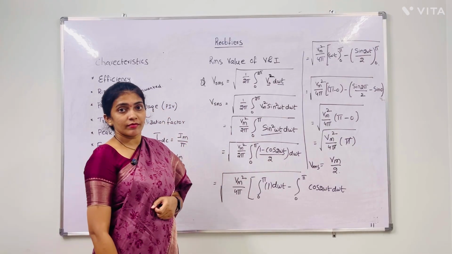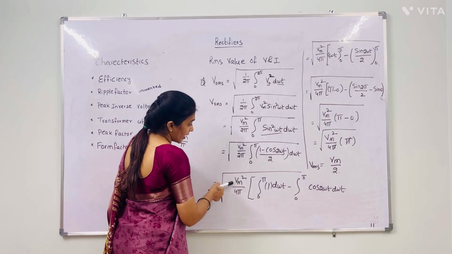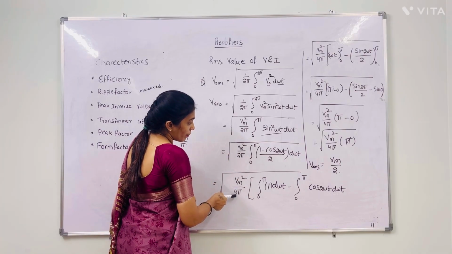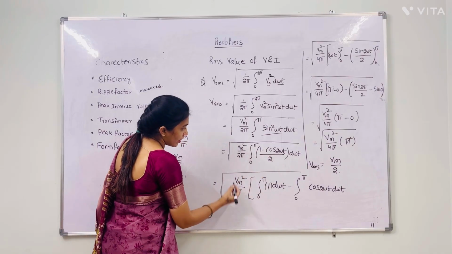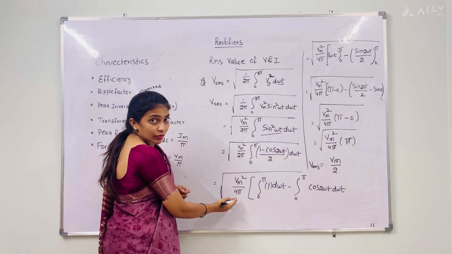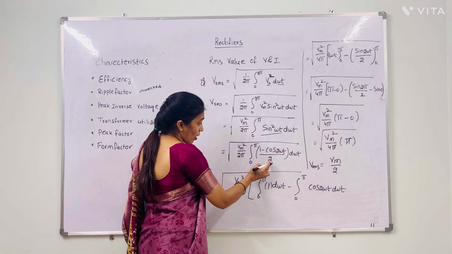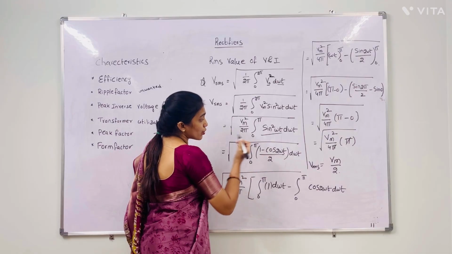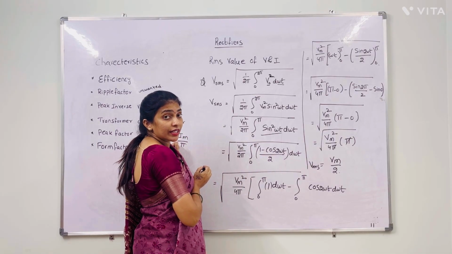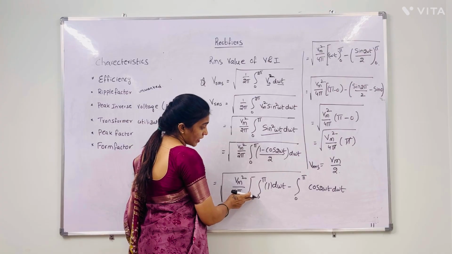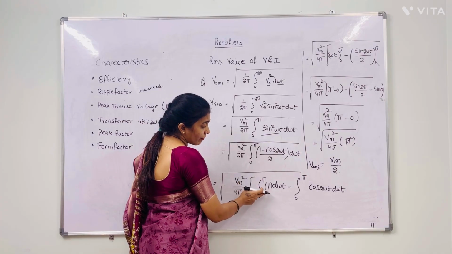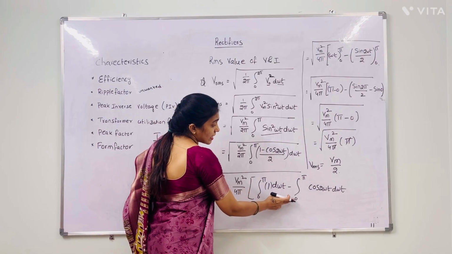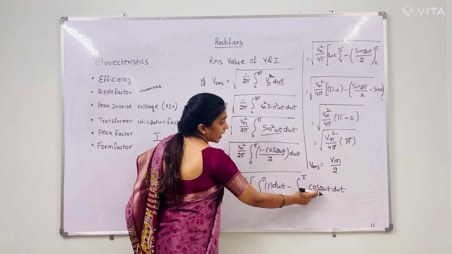Okay, next, Vm square by 4 pi, under root Vm square by 2 pi becomes 4 pi. Why? Because this 2 is taken outside: 2 into 2 is 4 pi. After taking the denominator 2 outside, the remaining terms are 1 and cos 2 omega t. So you have to integrate first 1, integral 0 to pi 1 d omega t. After that, the second term is integral 0 to pi cos 2 omega t d omega t.